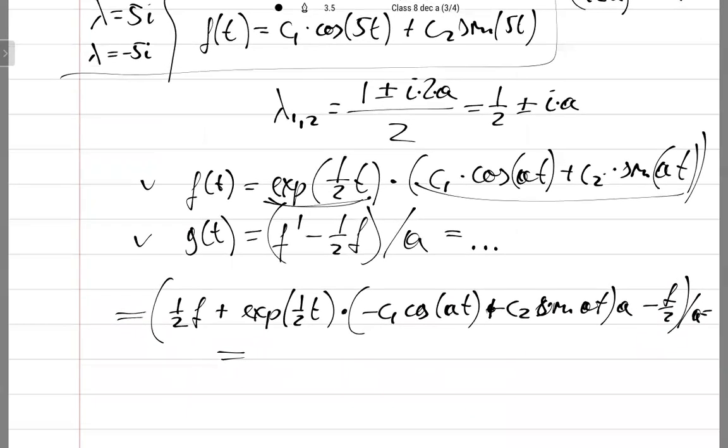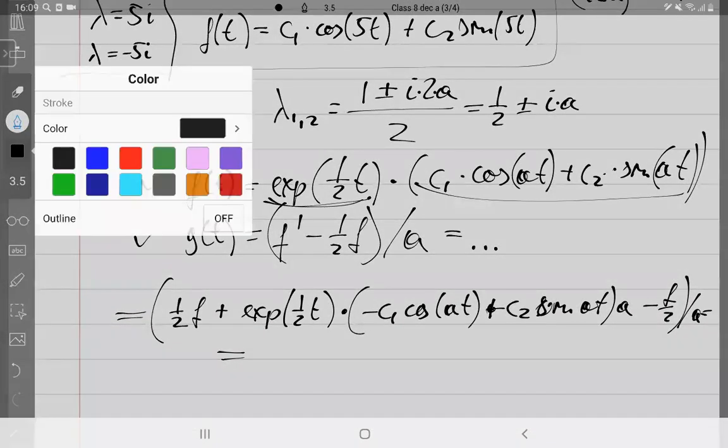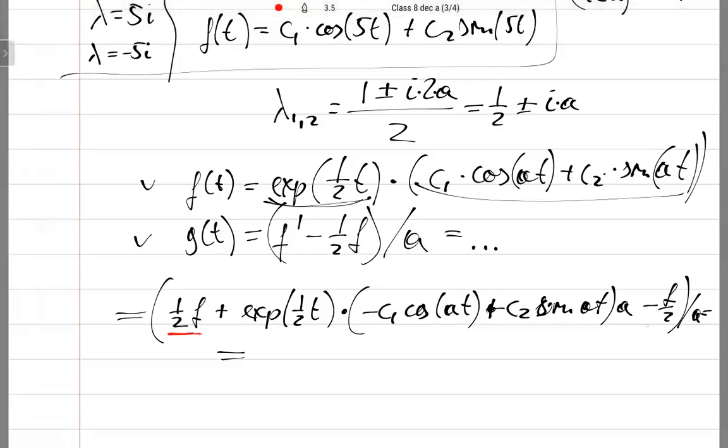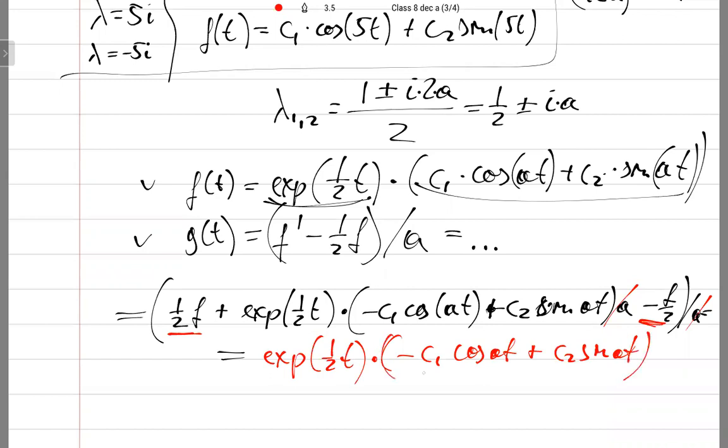And everything will disappear almost. So this term will cancel out. A will cancel out. And I think the only exponent 1 over 2t times minus c1 cosine of at plus c2 sine of at will remain.